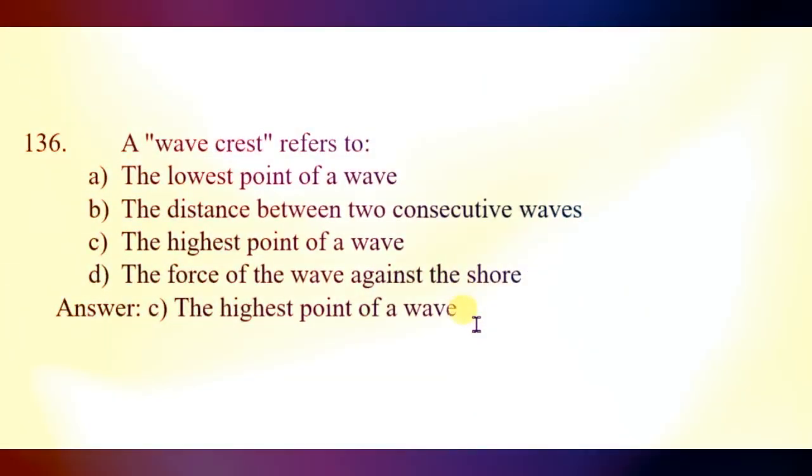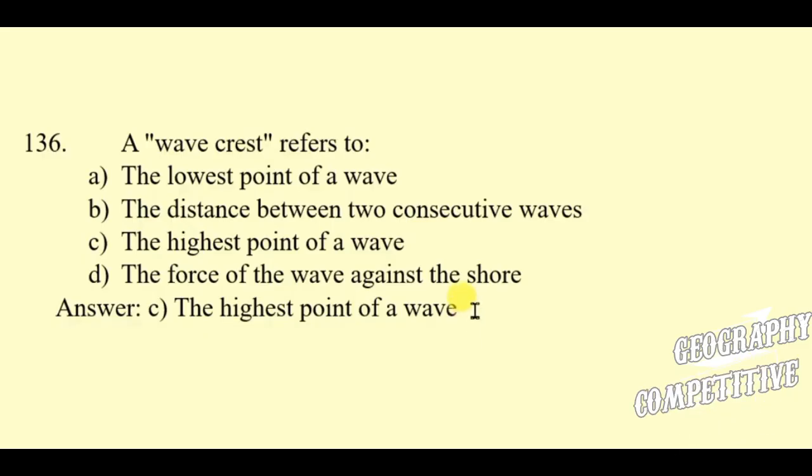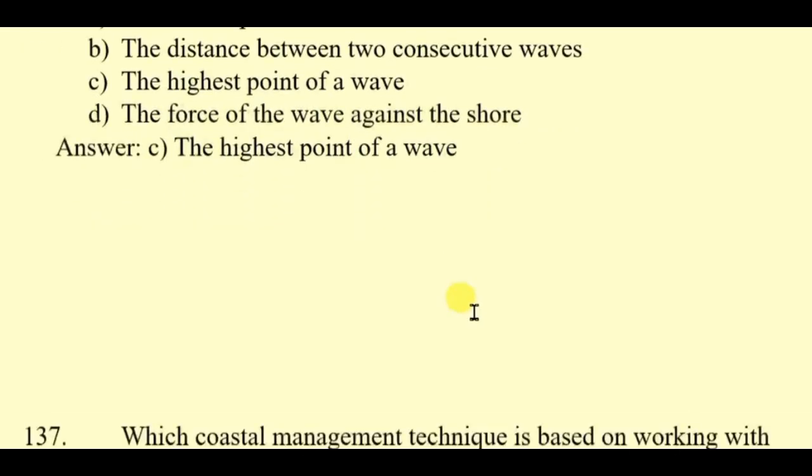Question 136. A wave crest refers to the lowest point of a wave, the distance between two consecutive waves, the highest point of a wave, the force of the wave against the shore. Here the correct answer will be the highest point of a wave.